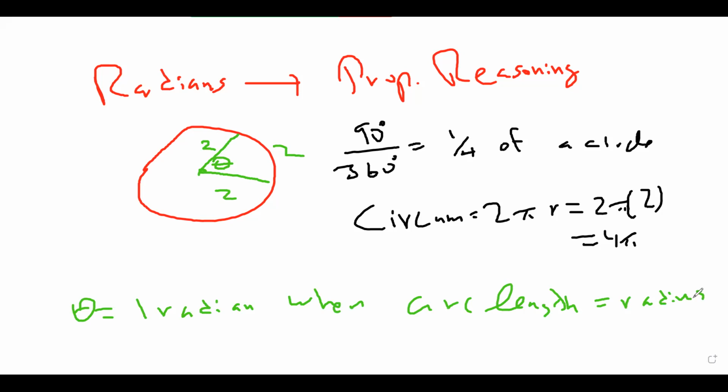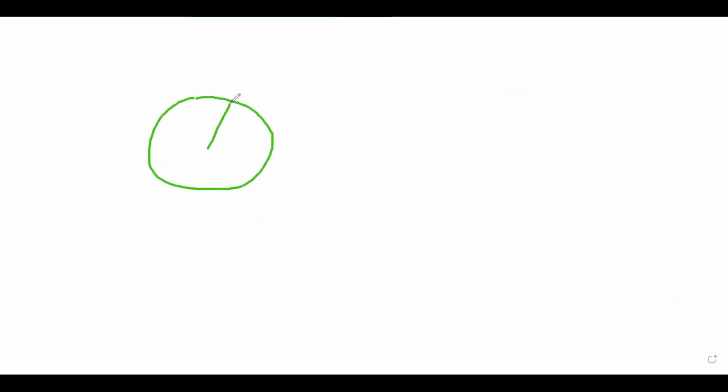How does this relate to degrees, though? That's a whole other story. But for now, that's what you've got to know. Theta equals 1 radian when the arc length equals the radius. Or more generally speaking, let's call this R and R, radii, and that's R. So when that happens, theta equals 1 radian. Now, this is the part that's very important. This is the connection to degrees.